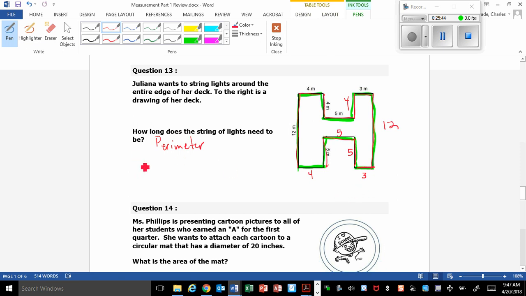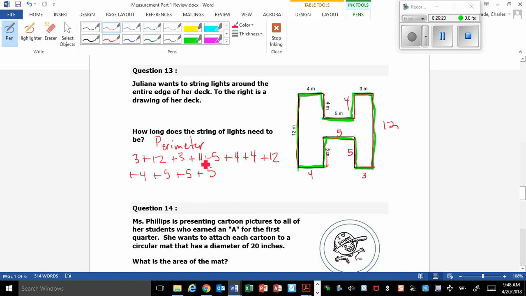Now I just go and add them. Just don't forget where you start from. I'm going to start with the 3. Plus 12 plus 3. Now, when you're adding, make sure you don't forget about these inside parts, because that is perimeter. 4 plus 5 plus 4 plus 4 plus 12 plus 4 plus 5 plus 5 plus 5. Whew.